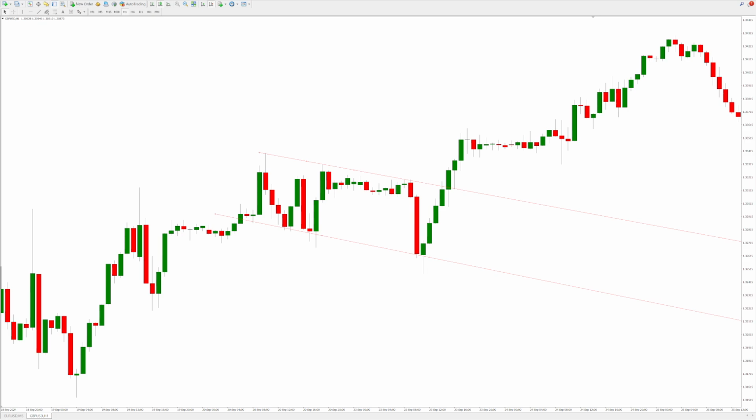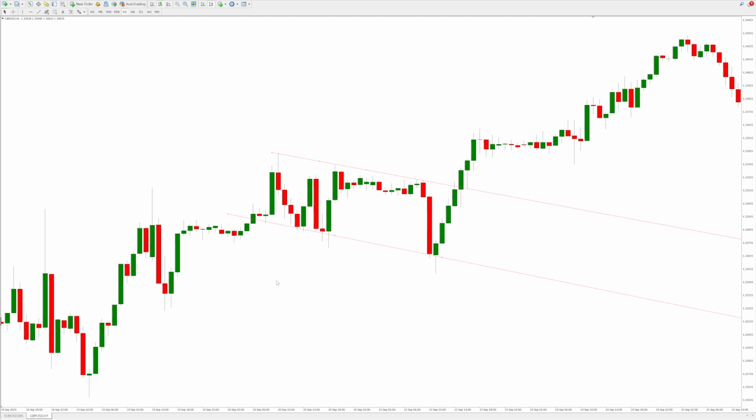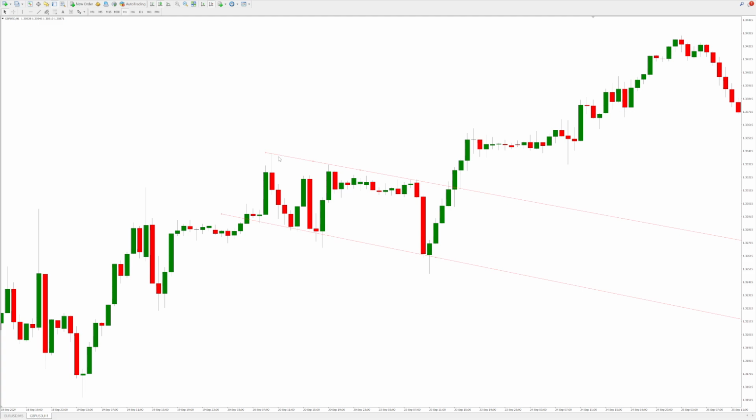Hi traders, in this video we're going to be looking at the bullish flag chart pattern. So what this effectively does is gives you an entry into an uptrend. So what you want to do is first find an obvious uptrend. So we have one here following on from the low up. This is a 1 hour pound dollar chart.